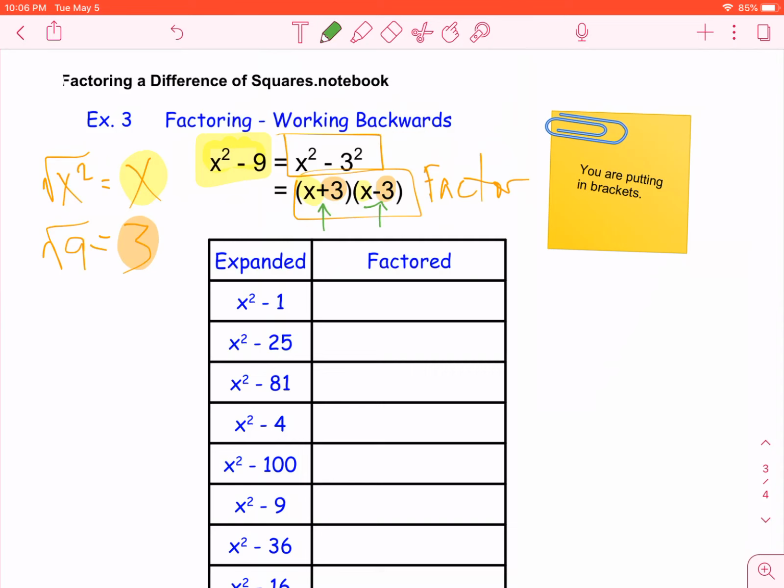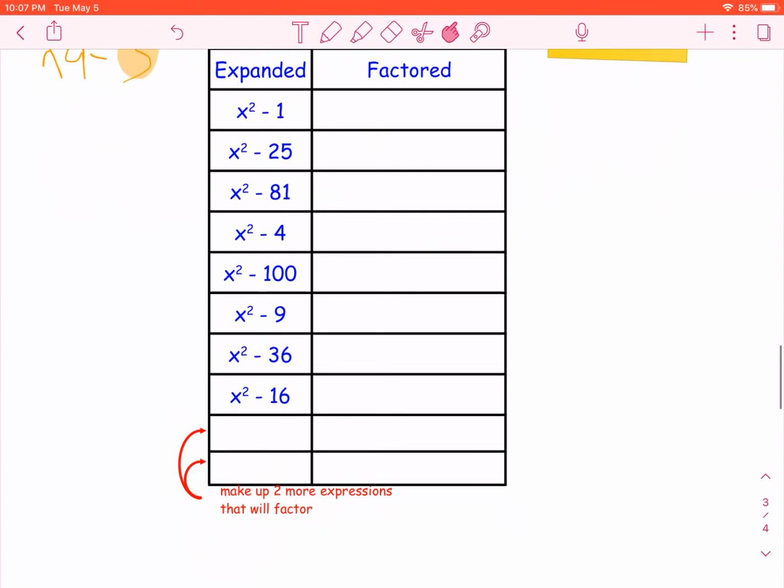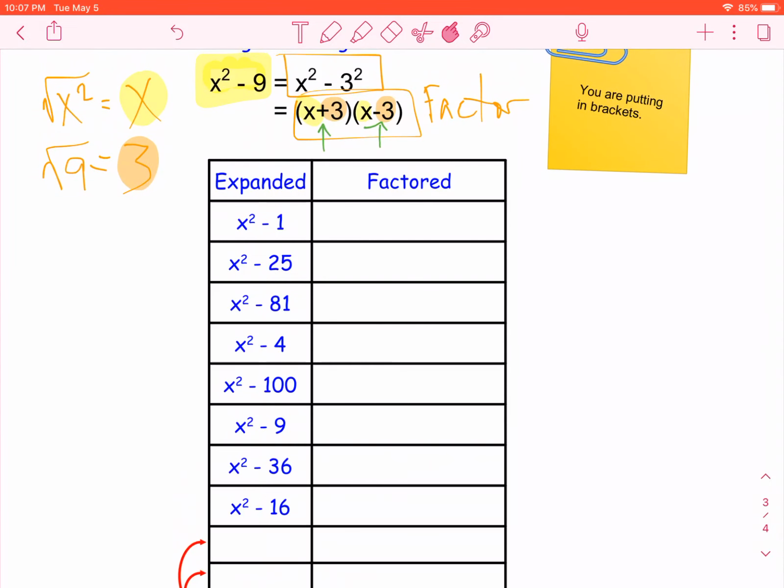Okay? So let's do a couple of them. You could actually do a lot of these using mental math. For instance, the square root of x squared is just x. The square root of 1 is 1. So as a factored form, I would have x minus 1, x plus 1. You'll notice the binomials are beside each other, and each binomial has a minus and a plus.